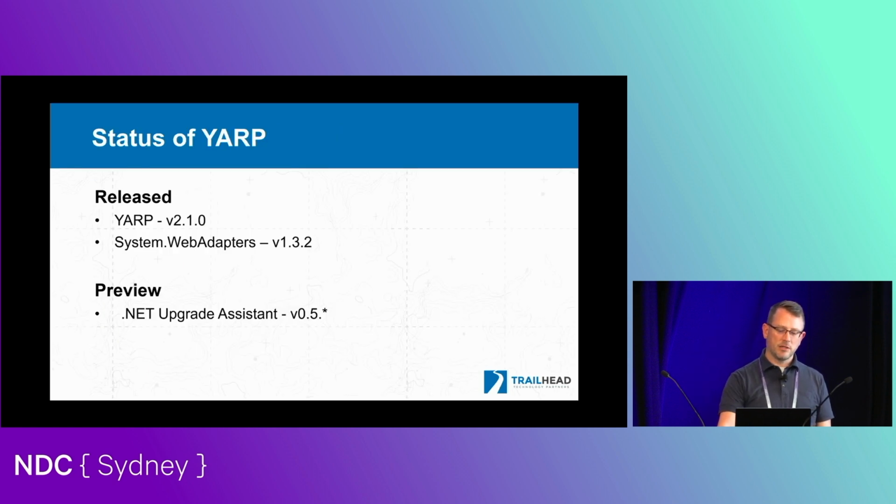So where is YARP at right now? Well, YARP is on version 2.1 most recently. The System.Web adapters are on version 1.3. So these are fairly long in the tooth products that you can use in production. As you noticed when we used the .NET Upgrade Assistant, that is still in preview. And so it's not perfect. And it probably never will be perfect because web applications are complicated. I think it's at the point now where I would recommend using it if you're doing a migration.